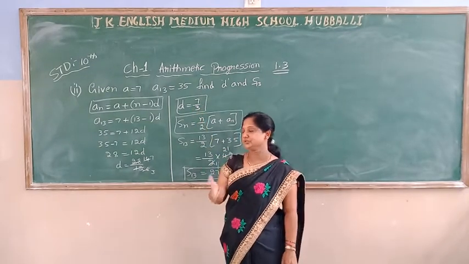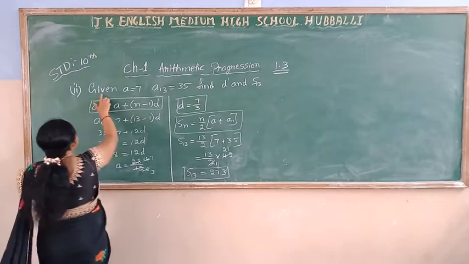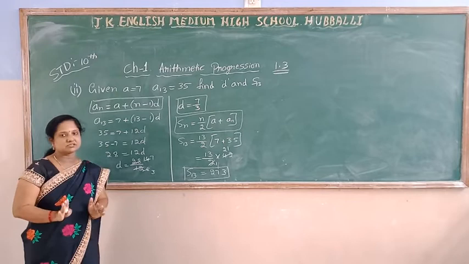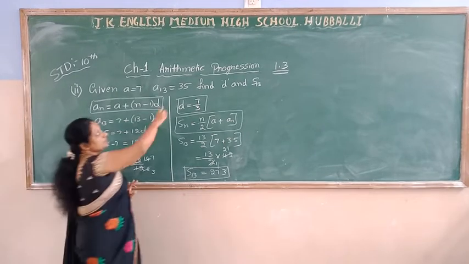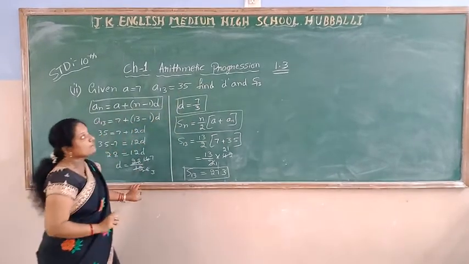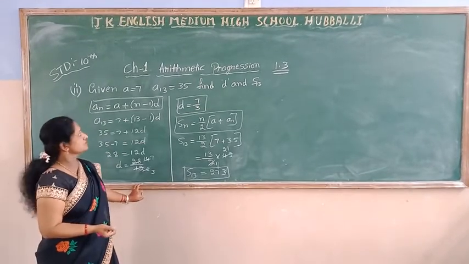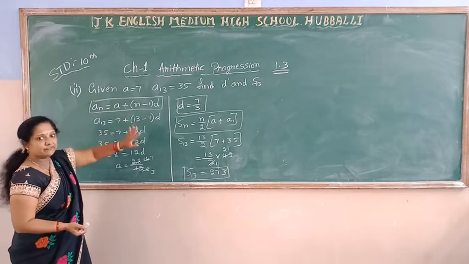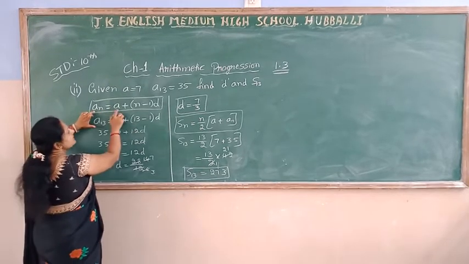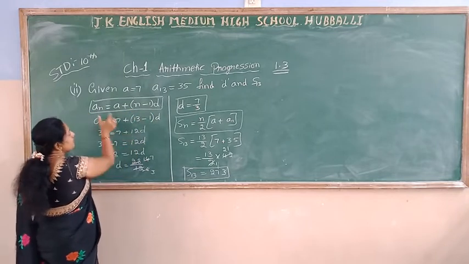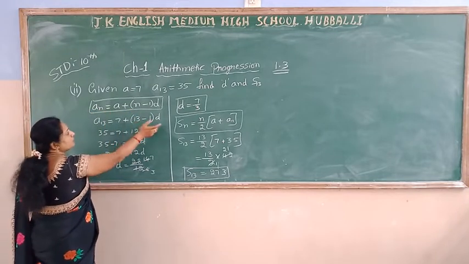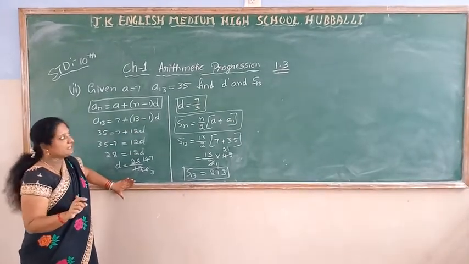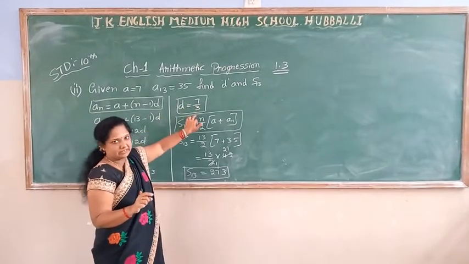Can I explain it to you again? So this is the second question. Given a value is 7, that is, the first term is equal to 7. The 13th term of the AP is 35. Find d and the sum of 13 terms. When we know the a value and the 13th term, I can find d by using the formula a_n is equal to a plus (n minus 1) into d. Because I know the a value and the n value, only one variable I don't know. I can substitute and find the value of d. So I got the value of d as 7 by 3.